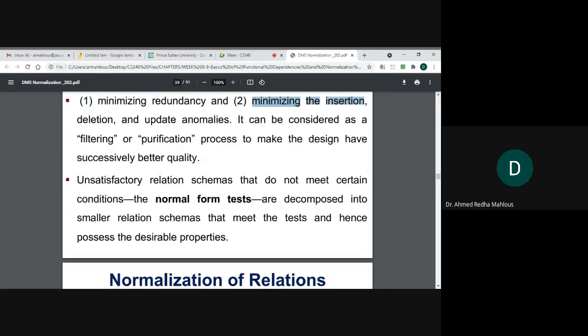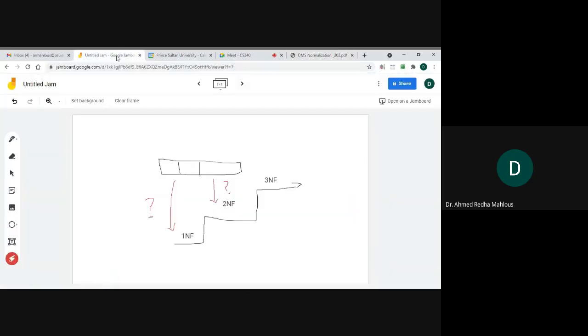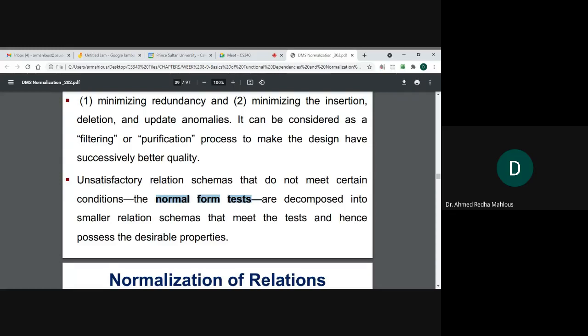And what we are saying about an unsatisfactory relation schema, your relation design, is that it does not meet some conditions related to the normal form test. Maybe my relation schema meets the condition of 1NF, but it doesn't meet the condition of 2NF. It is not 2NF. I cannot give it 2 points. Why? Because the conditions that need to be verified are not met. And this is what we mean by an unsatisfactory relation schema.